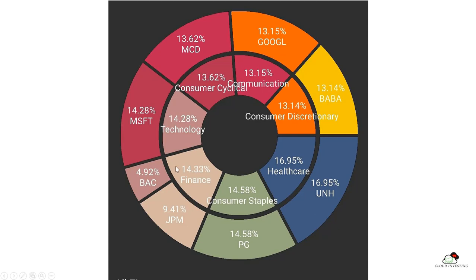But my Bank of America and JP Morgan are going up. My United Health is going up because they are the difference. This one is considered cyclical. This one is considered healthcare. Then you can see that my Procter & Gamble is also going up well. The McDonald's is also going up.